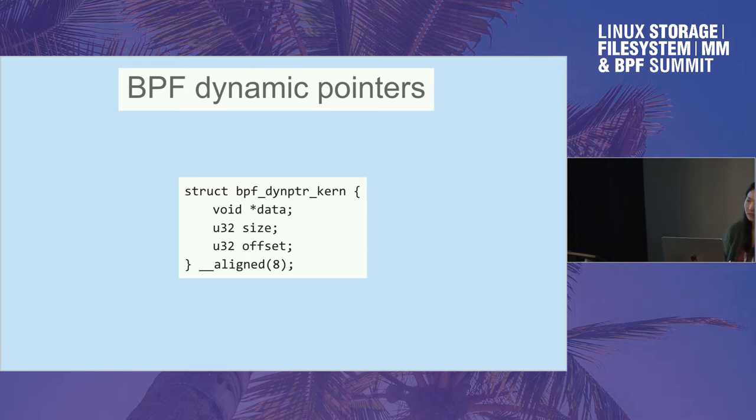Well, for helpers, it does. It's not an annotation, but we do keep track of where the dynptr is in the map, right? So we don't need tags yet for that, or maybe we do, I don't know. We do it by name right now.